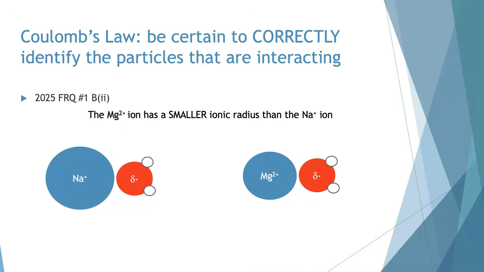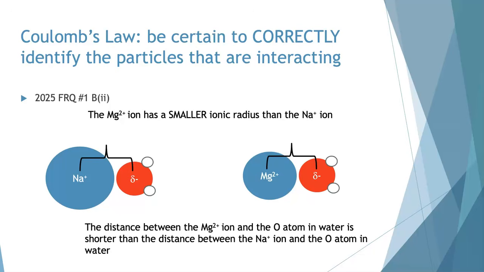Thinking about our periodic trends, the magnesium ion has a smaller ionic radius than the sodium ion. And we just talked about periodic trends and why that's true for sodium versus magnesium. The magnesium ion has a greater nuclear charge. But that's really not the point here. It's not why the magnesium ion is smaller than the sodium ion. It's why their interactions with water are different. And for that, we have to talk about the interparticle distance.